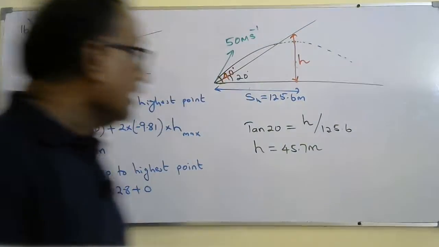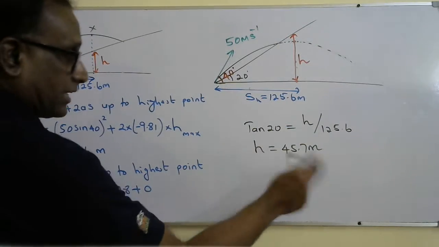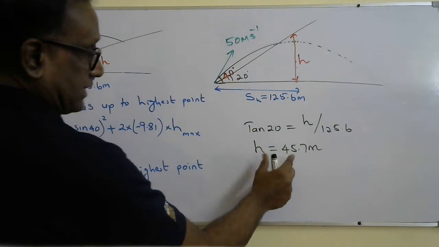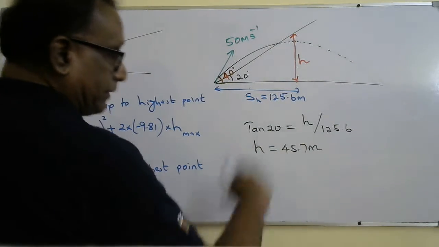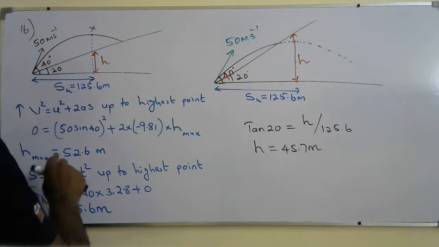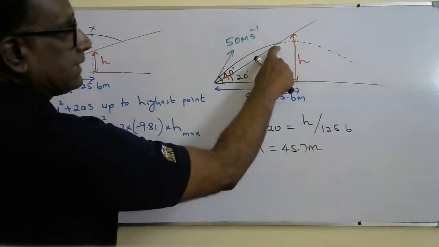But here we found the height of the slope is smaller than the maximum. If it happens the other way, the height of the slope is larger, I made a mistake. If the height of the slope is larger than the maximum height, that means it would have hit it here like this.